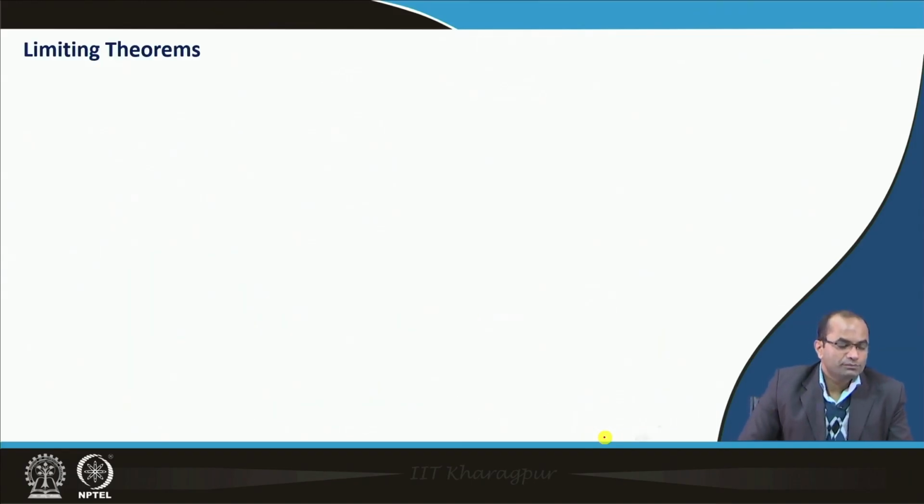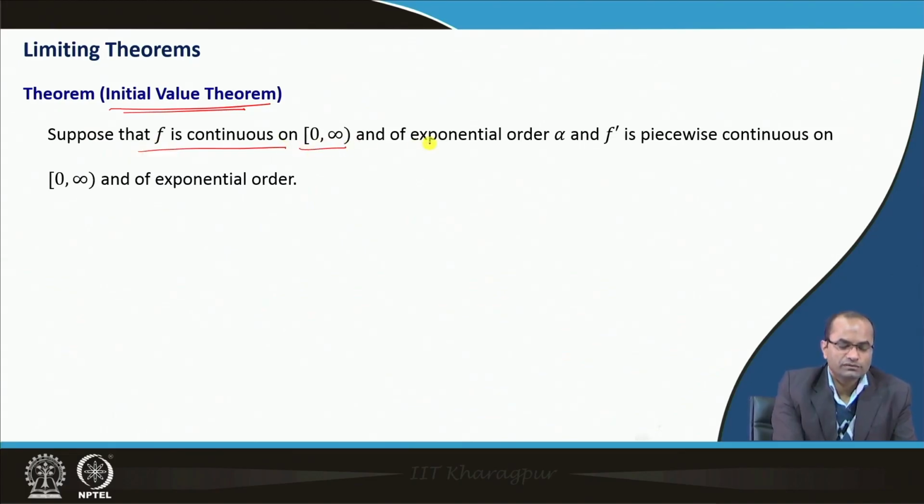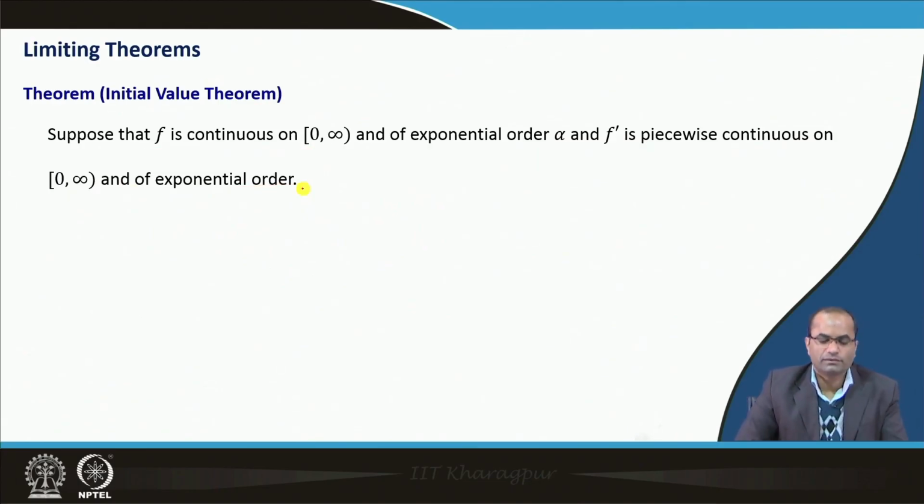Now, we will move to another property of Laplace transform, and these are the limiting theorems. They are also important to get the behavior of the function as t approaches 0 and t approaches infinity from the information of the Laplace transform. First we will go through the initial value theorem, which says: suppose f is continuous on 0 to infinity and of exponential order alpha. Moreover, it is given that f prime is also piecewise continuous and of exponential order. So, the Laplace transforms of f and f prime exist.